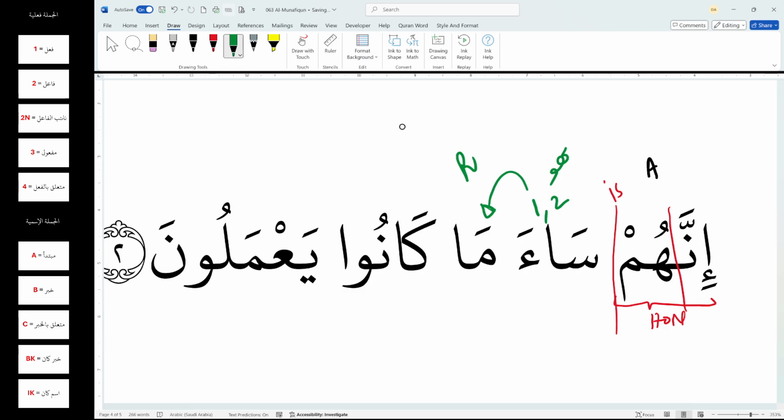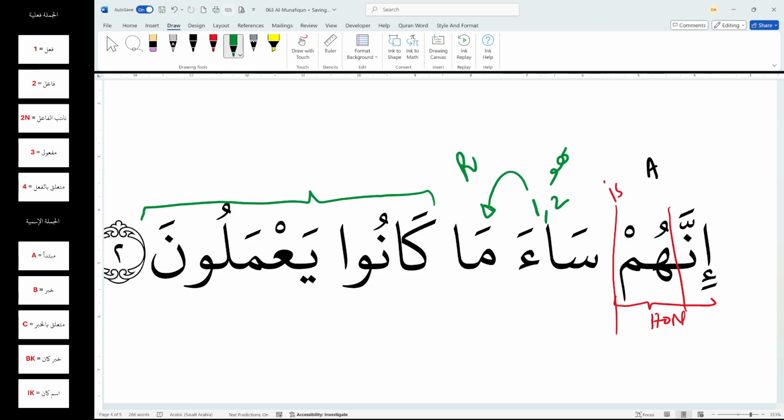With an ism mawsul comes silatul mawsul, as you know, and the sentence in front of it, kanu ya'malun, this entire part is going to be the silatul mawsul. So ma is ism mawsul and kanu ya'malun is the silatul mawsul for ma. Let's decode this a little bit. Because ma is rafa, it is an outside doer of the fi'l sa'a. So I'm going to fire this 2 and I'm going to label ma as 2.